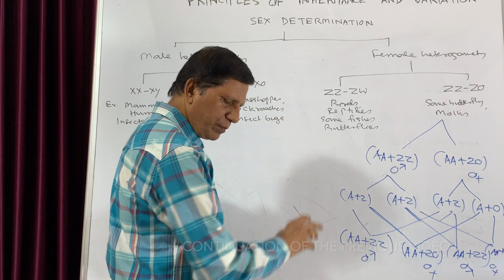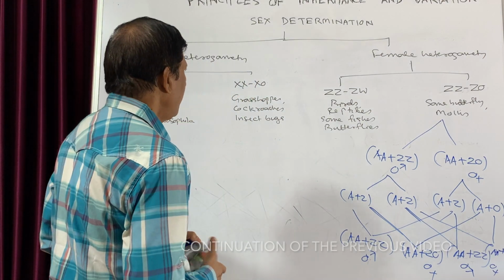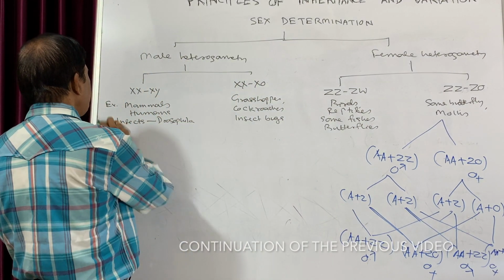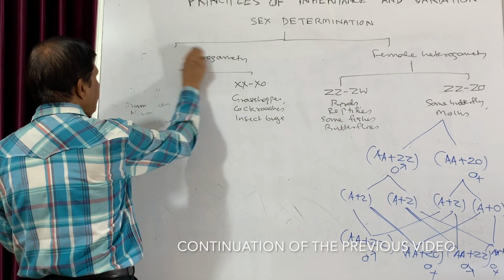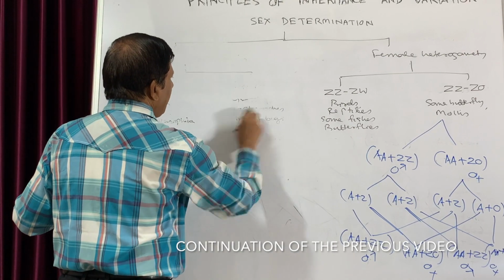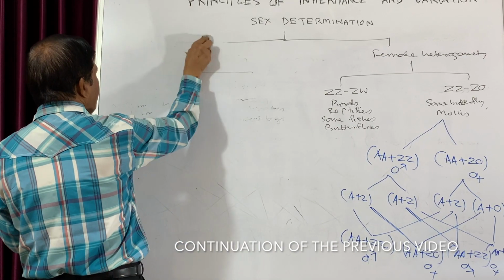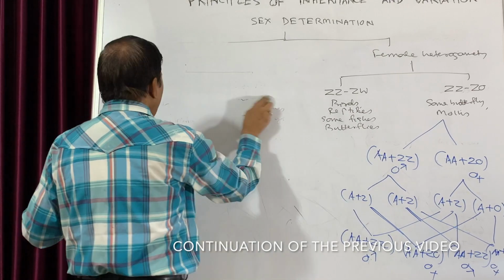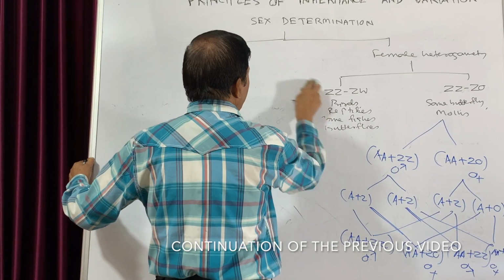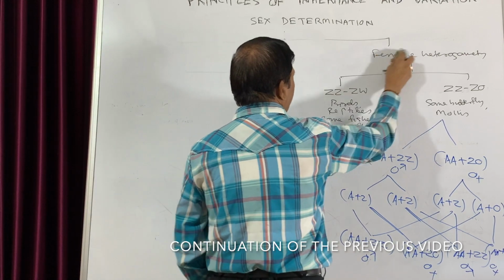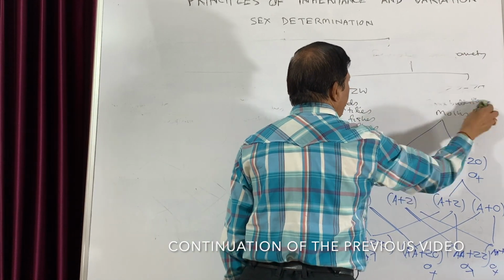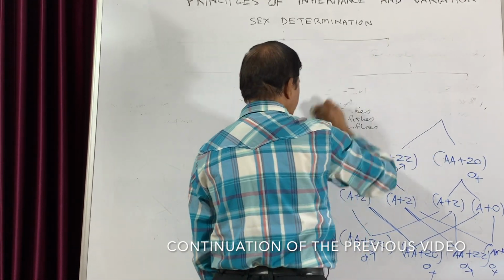So these are the 4 different types of sex determination in case of mammals, human beings, and also birds, reptiles, insects, all those things. Besides this, there are also some special mechanisms found in case of honeybee, that is known as haplo-diploidy, and that is also very interesting.